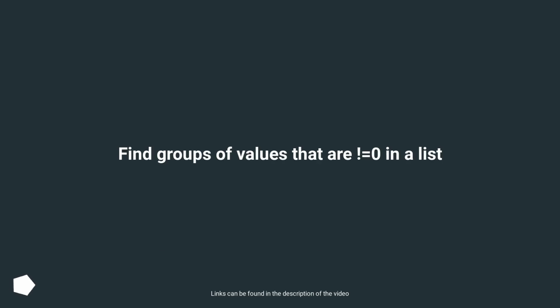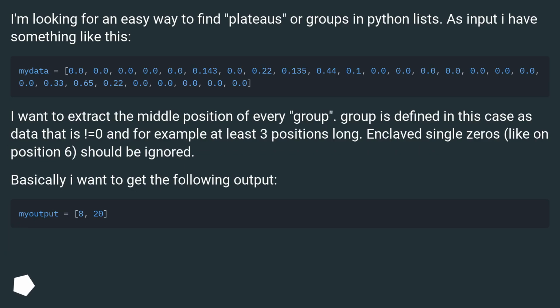Find groups of values that are not equal 0 in a list. I'm looking for an easy way to find plateaus or groups in Python lists. As input I have something like this. I want to extract the middle position of every group.